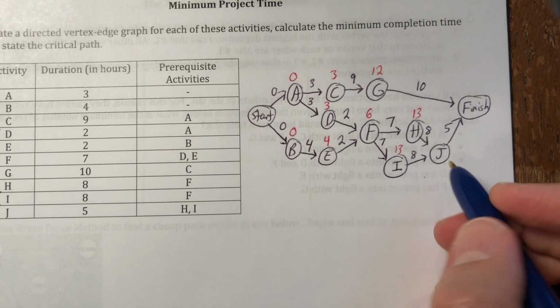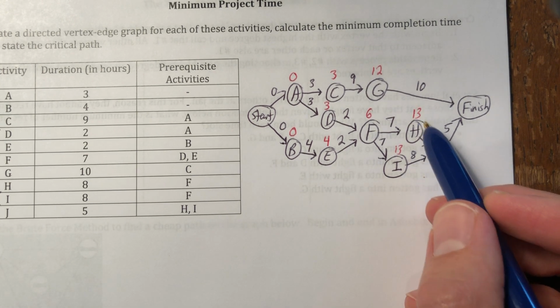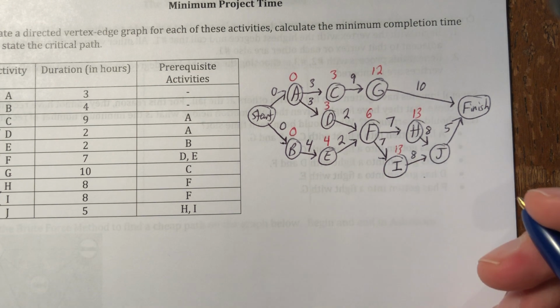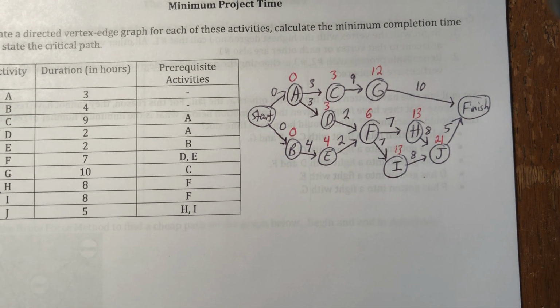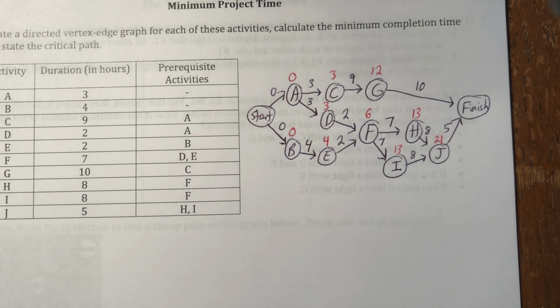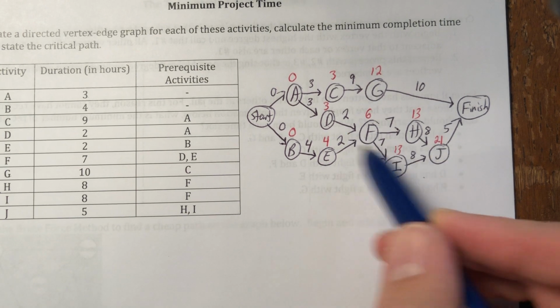A couple arrows going into J. It's either 13 plus 8 or 13 plus 8. Well, that's all you got. So 21 either way. It doesn't matter. So in a minute, we will have a couple options for our actual path.